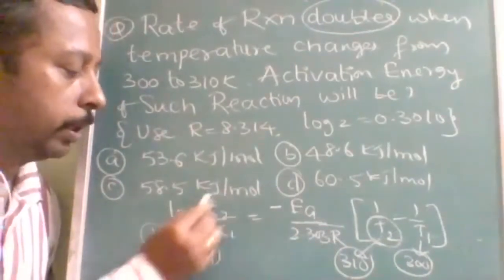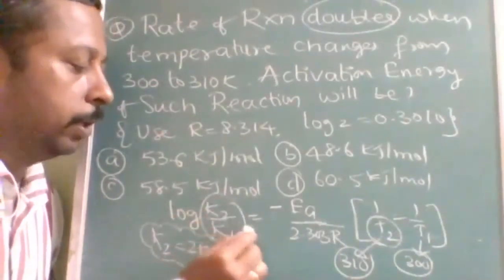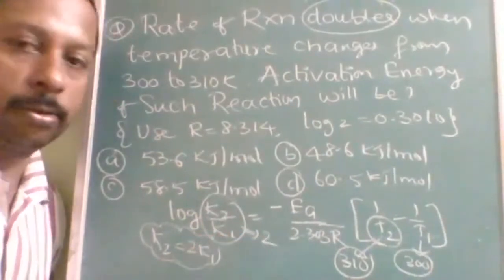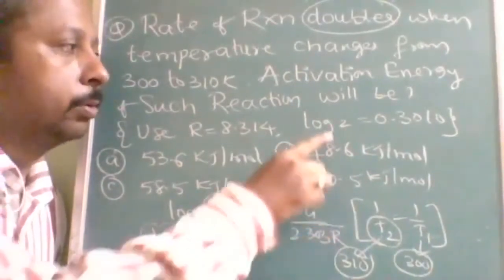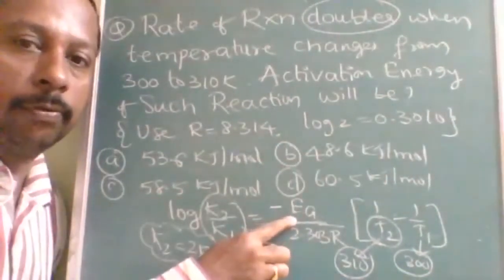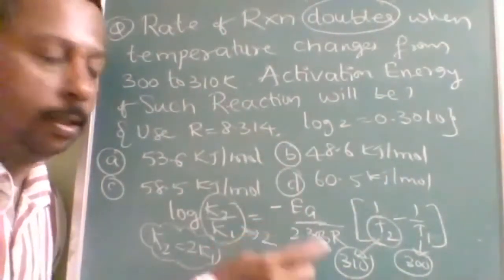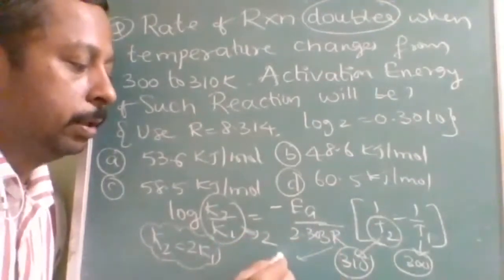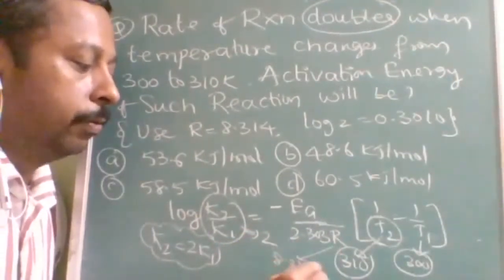And K2 by K1, after substituting, you will get log 2. Log 2 value is also given, 0.3010. The EA value you have to find out, the activation energy. What R value will you use? R value 8.314 you will use.